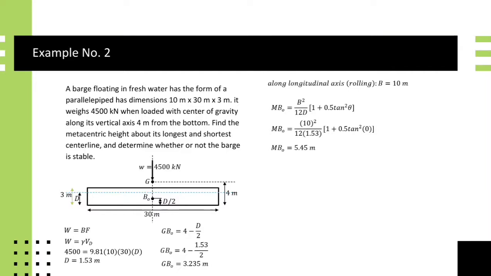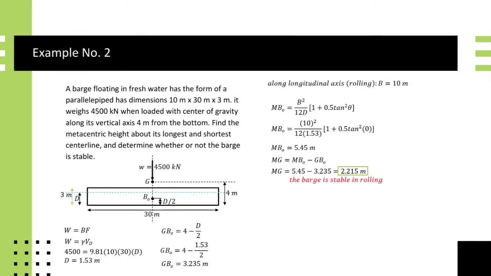Kung titignan nyo, MBO is larger than GBO, meaning dito pa lang malalaman mo na that the barge is stable along the rolling axis. So, MBO 5.45 minus GBO 3.235 will give you the answer for the metacentric height, which will be equal to 2.215 meters, and yun nga, the barge is stable.